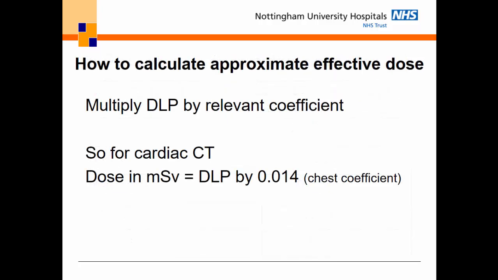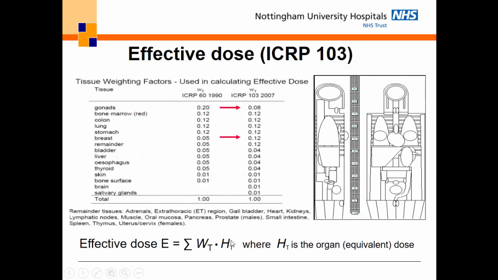Okay, so how do you calculate your approximate effective dose from a particular scan? You multiply the DLP by this relevant coefficient. So where does this value come from? It comes from a publication called ICRP 103, which is basically the latest risk factors for radiation that we have. Okay, so what happens is all the data from Hiroshima and Nagasaki, all the bomb survivors and other sources as well, goes into this publication called ICRP 103, and different organs have different risks, and the idea is that you work out the weighting factors for each of these different risks.